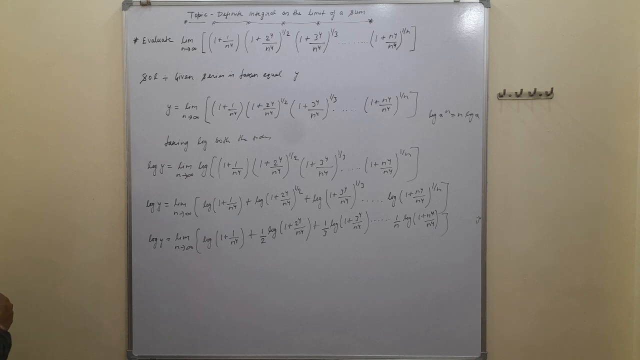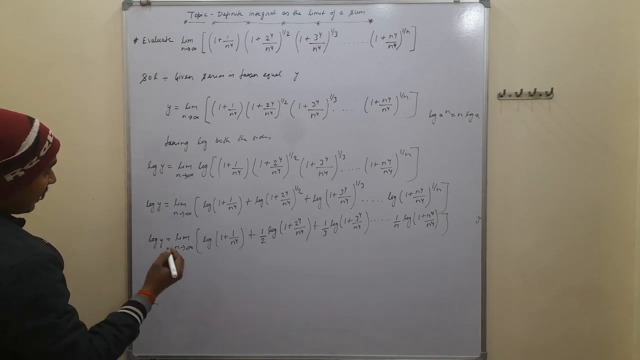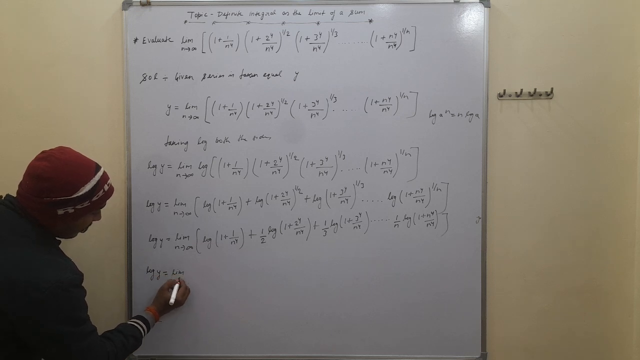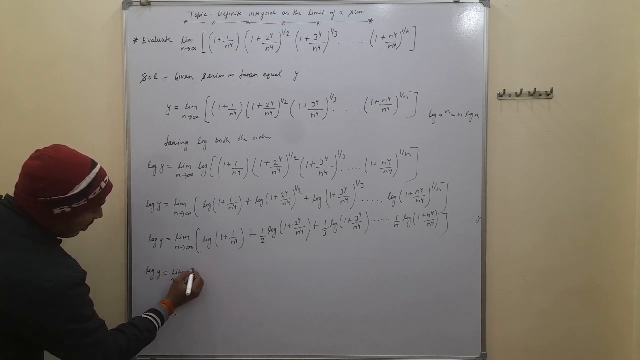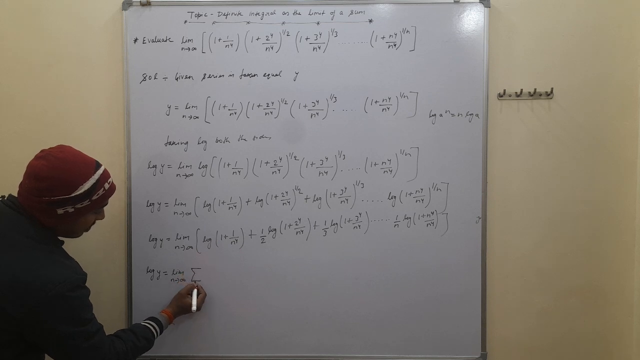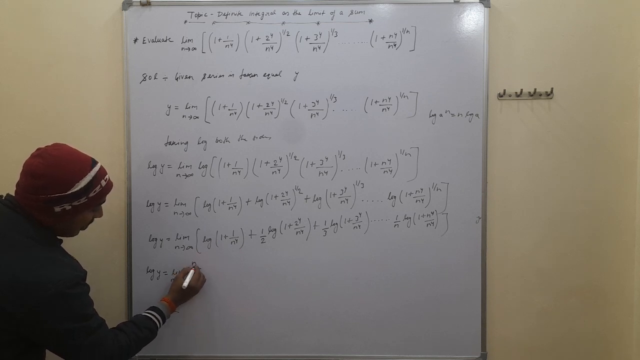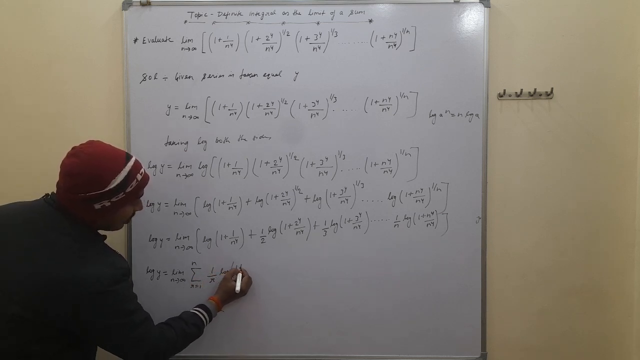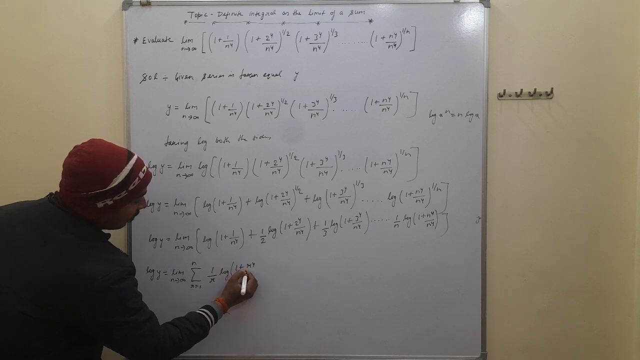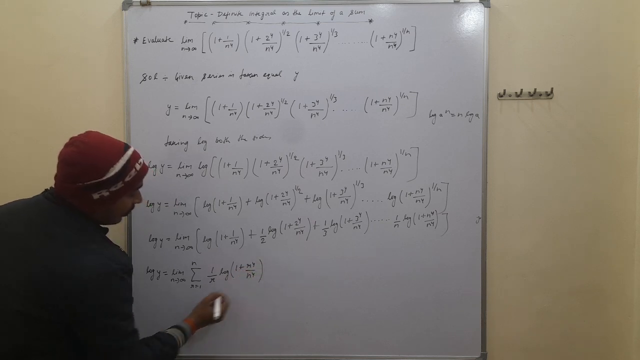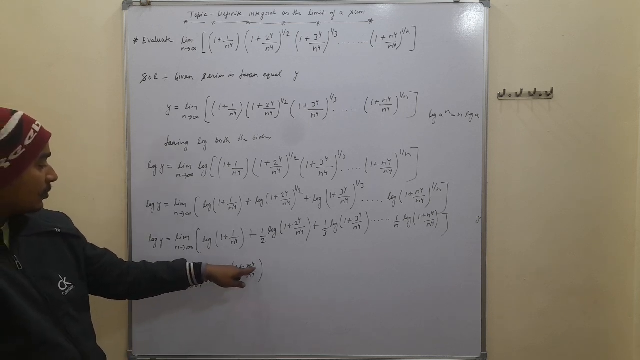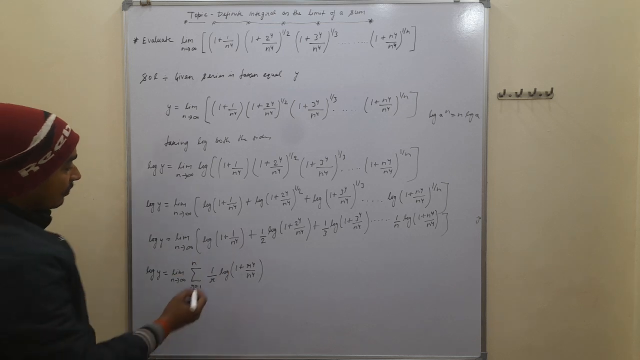Further we have to write the series in the summation form, that is log y is equal to the limit as n tends to infinity of the summation from r equal to 1 to n of (1/r) log (1 + r^4/n^4). When we put r equal to 1 in place of r, we get the first term.